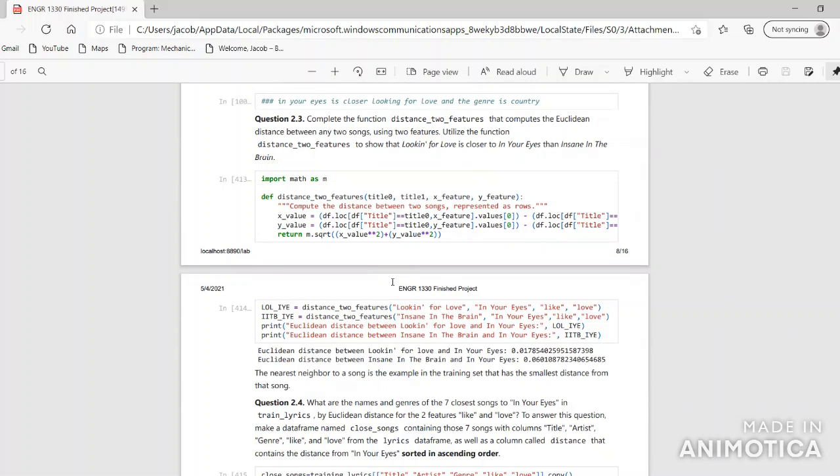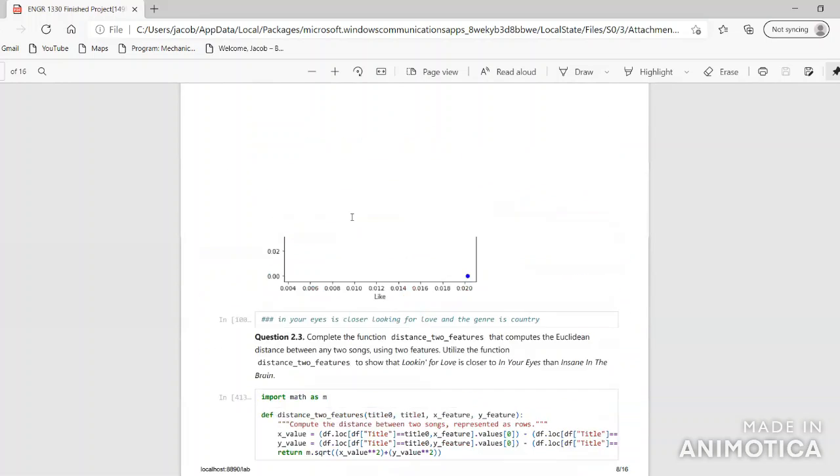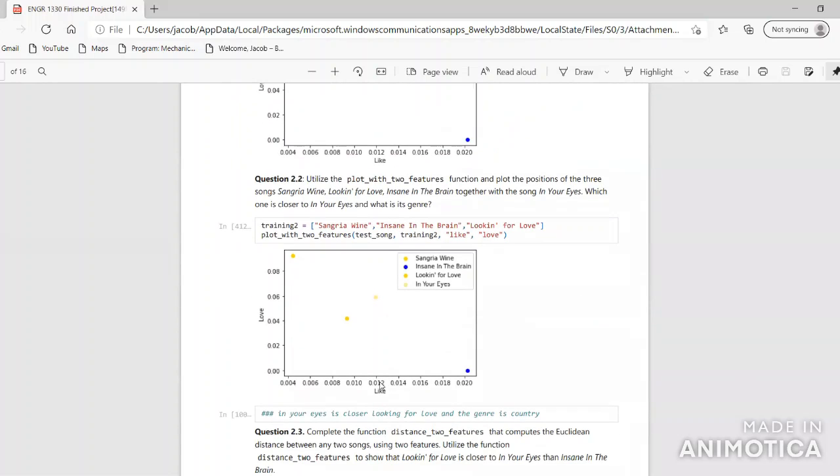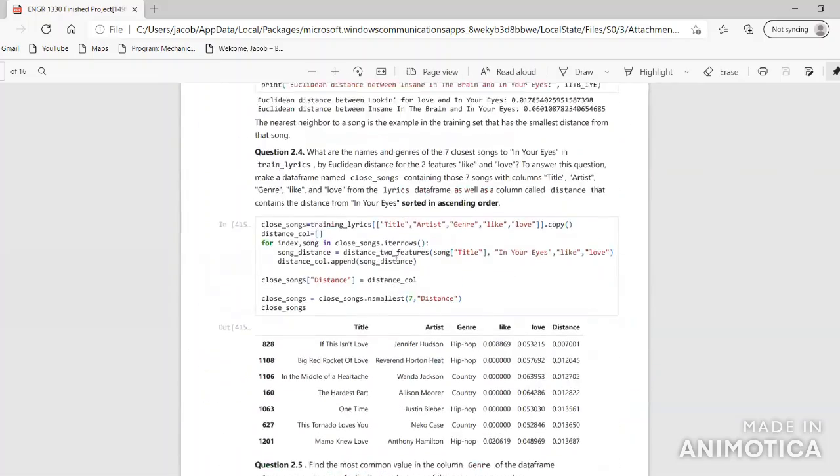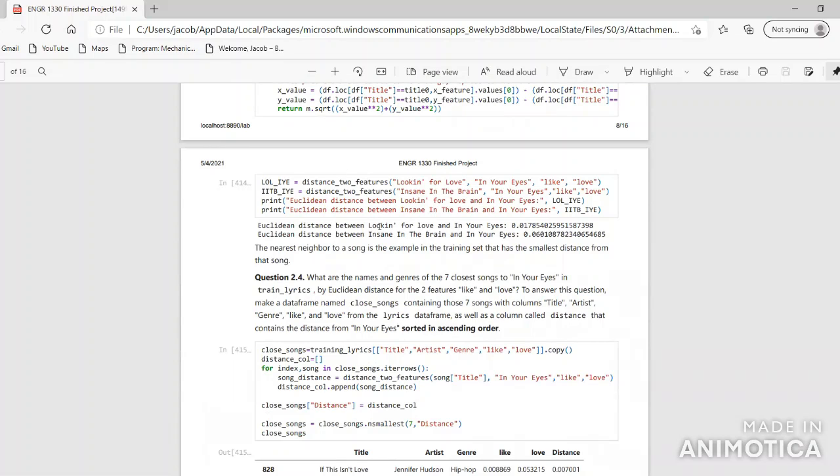And then we had to find the distance between each song. So we had to do the y value and the x value, which was the distance in the x direction and distance in the y direction compared to the closest song. So that's what we did right here.